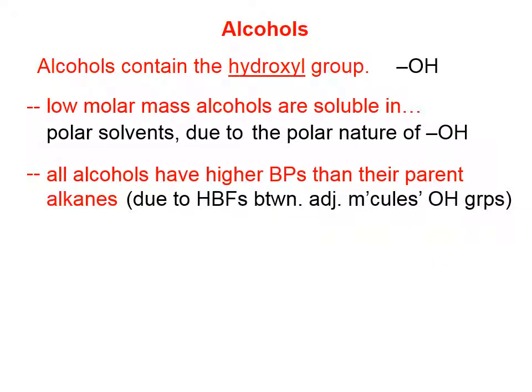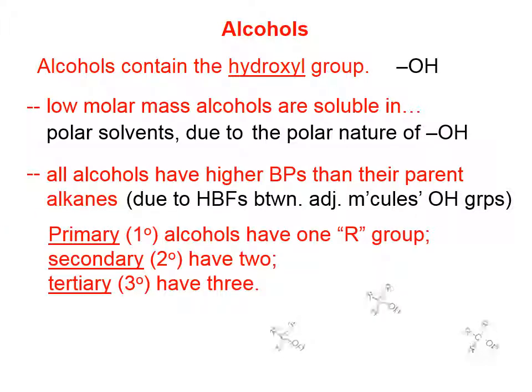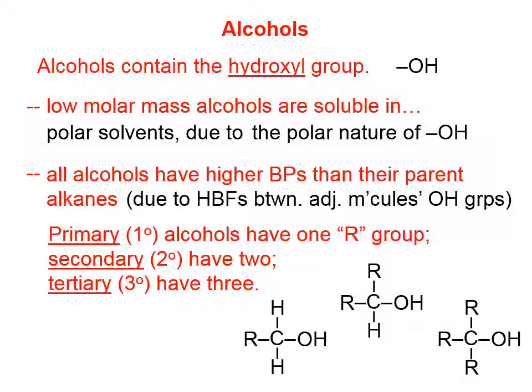All alcohols have higher boiling points than their parent alkanes due to the hydrogen bonding forces between adjacent molecules' hydroxyl groups. Primary alcohols have one R group, secondary have two, and tertiary have three. At the bottom of the page, this alcohol has one R group. When we say an R group, typically we're referring to some sort of hydrocarbon, not a hydrogen, most often. When I think of R, I think of the rest of the molecule. So the one at the bottom of the page is a primary alcohol.